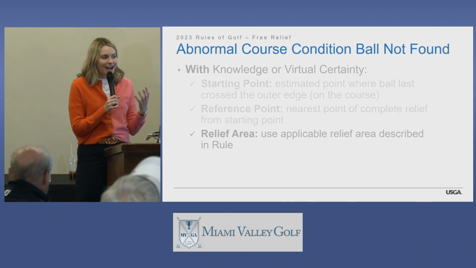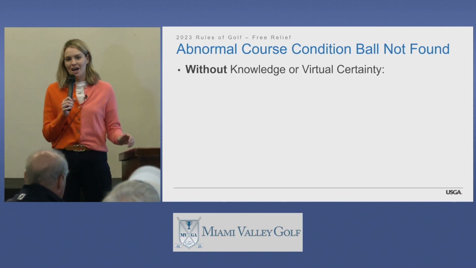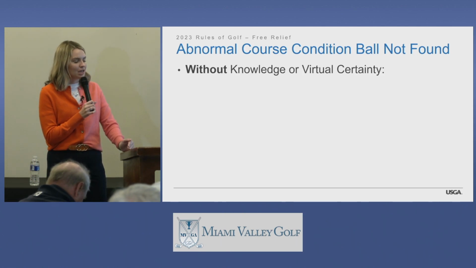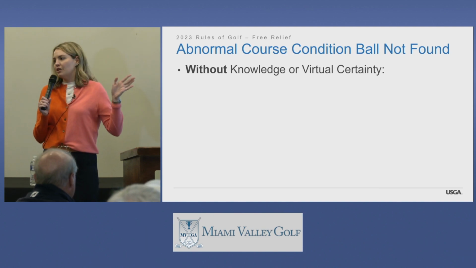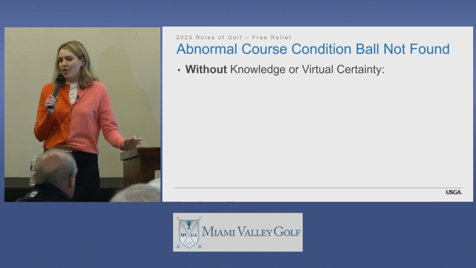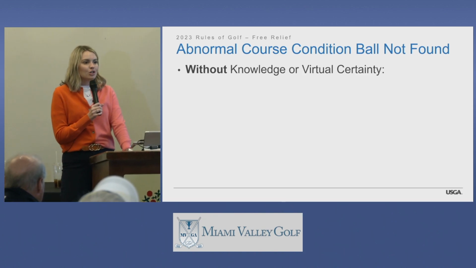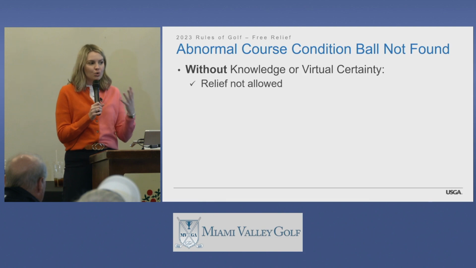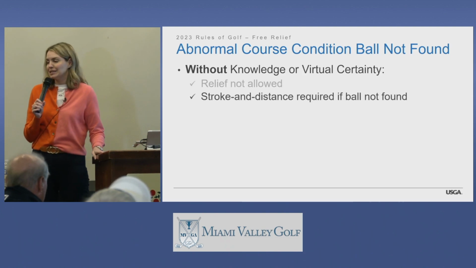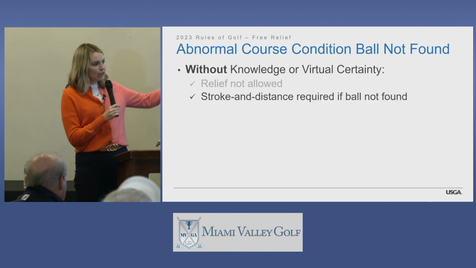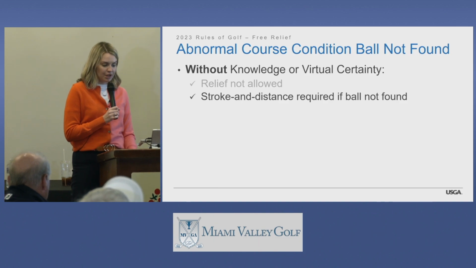I mentioned that this is a high standard to get to. We're not assuming something. So if we don't meet that 95% certainty, you don't have that free relief option. At that point, if the ball isn't found within 3 minutes, we just have a lost ball. So you don't get that special relief procedure, and stroke and distance is going to be the only option for the player at that point. They've got to go back and play again from where they last played from.